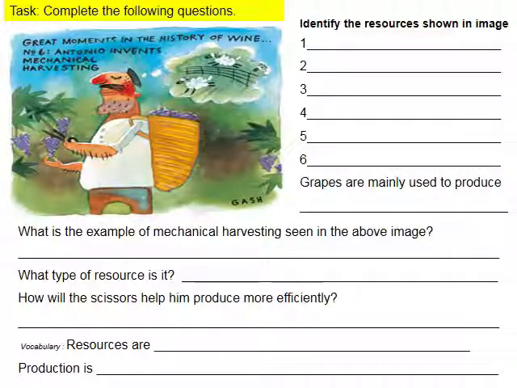This slide is just a simple way of remembering the main factors of production. And so we're looking at winemaking. So look at the cartoon, the image, and see how many resources you can identify, and then write a couple of definitions.